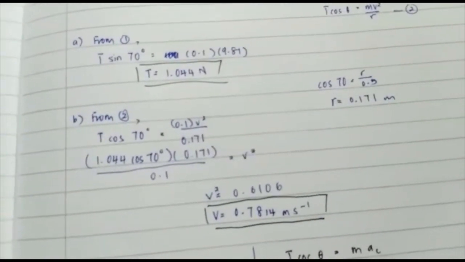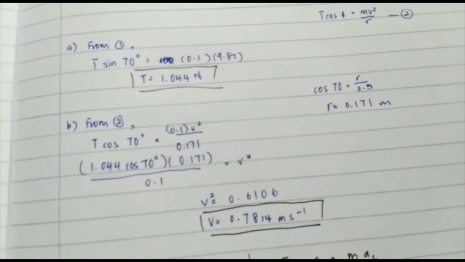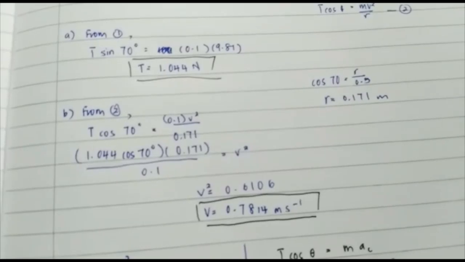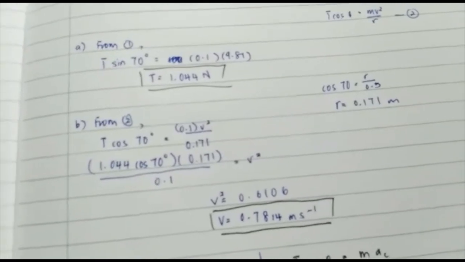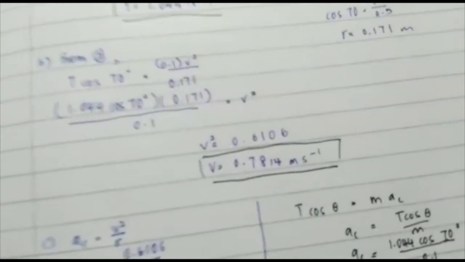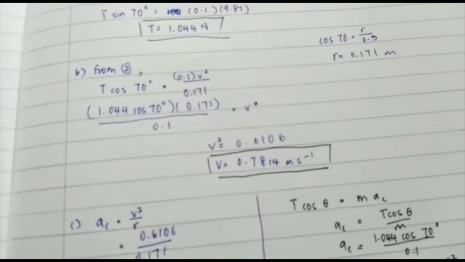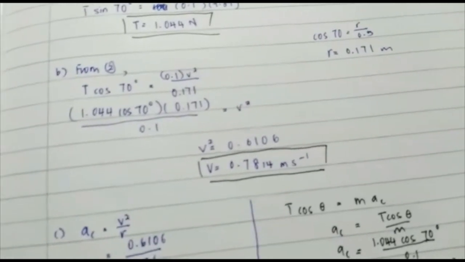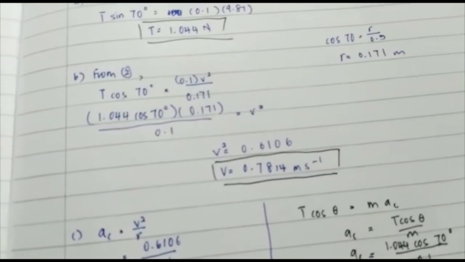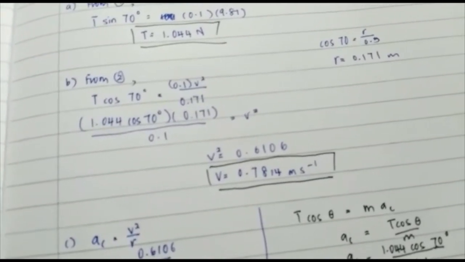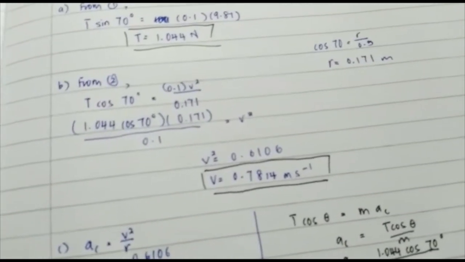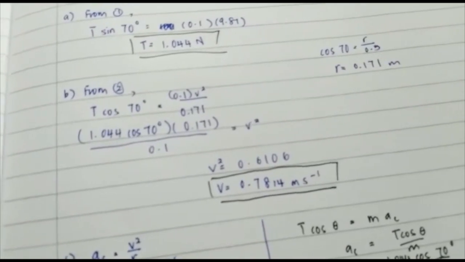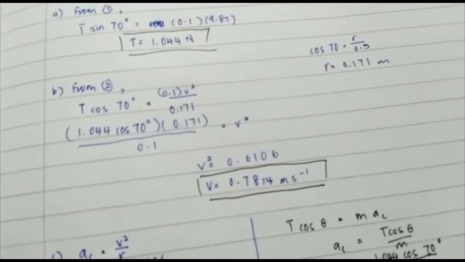So sub back into this equation and rearrange it so that V squared is the subject. What we'll get is V squared equals to 1.044 cos 70 times 0.171 divided by 0.1. And so V squared equals 0.6106. Now in the answer scheme that Madam gave, below the answer for V squared, she wrote 0.6106. But I think that answer is wrong. We need the square root. So V would equal to 0.7814 meter per second. That is the speed.